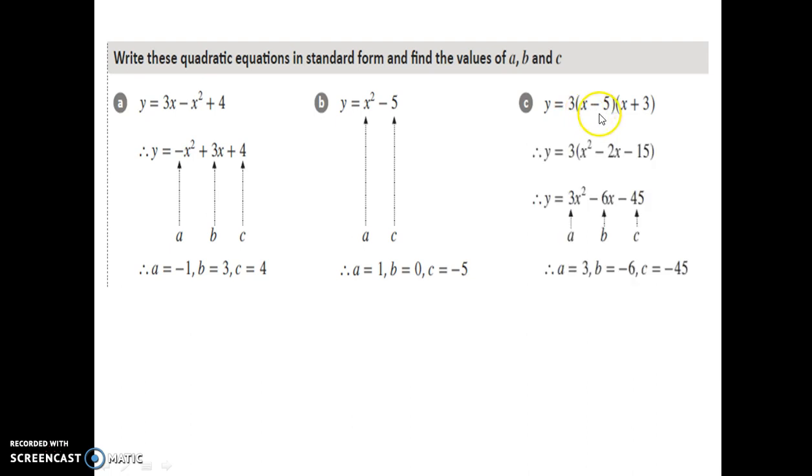And in this one, when you multiply it out, this thing expanded here becomes this. Then you can distribute the 3 through all of it, and then we have our a, b, and c values there.